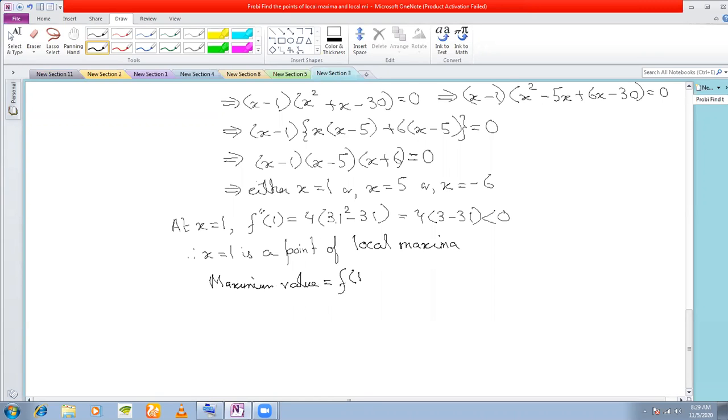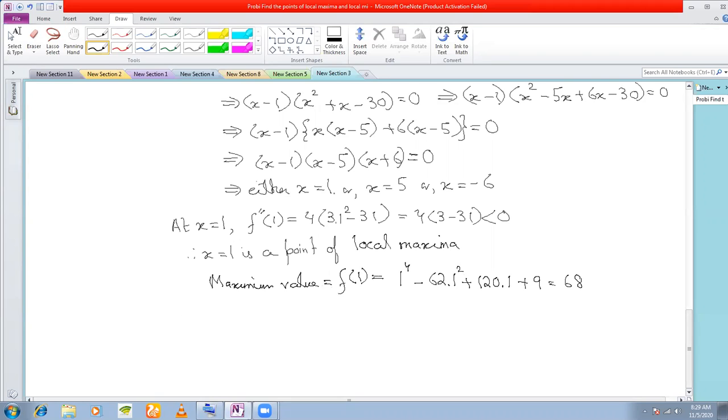And what is the maximum value? F1. Only when calculating the maximum value, we'll put it in the function. So F1 will come out to be 1 to the power of 4 minus 62 into 1 square plus 120 into 1 plus 9 equal to 68. Clear? Yes, sir.